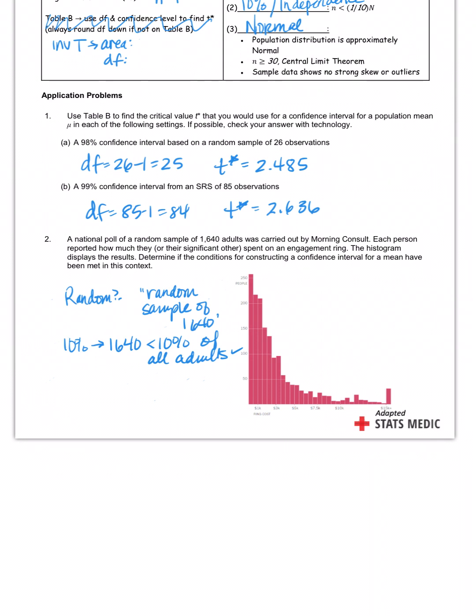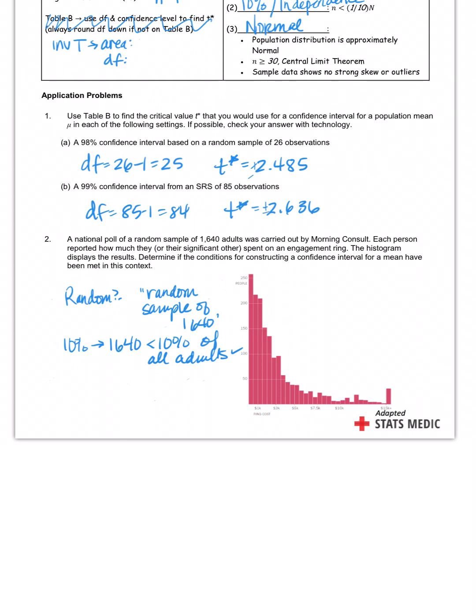You get it? Okay. So you got a T star on that part A is 2.485. Part B is 2.636. These questions are just asking you for the T star. It's not asking for the interval. You probably should put plus or minus on it, yeah. To be more accurate, plus or minus, yep.